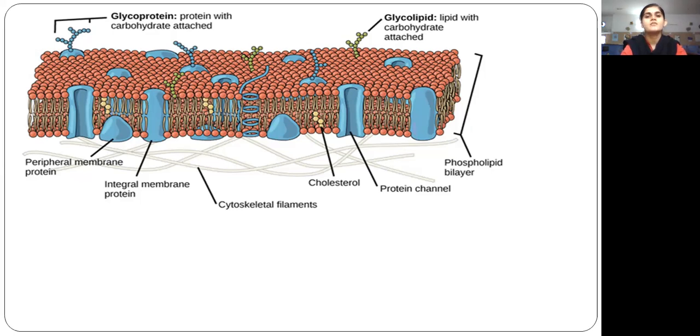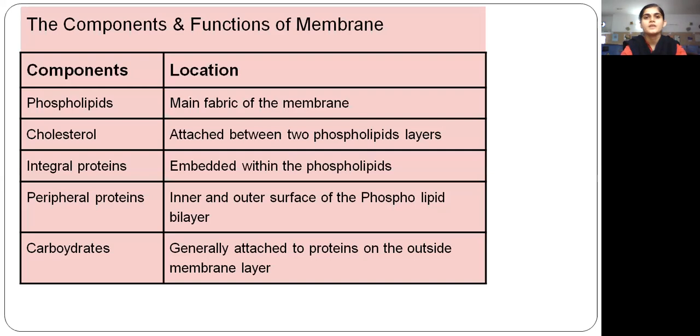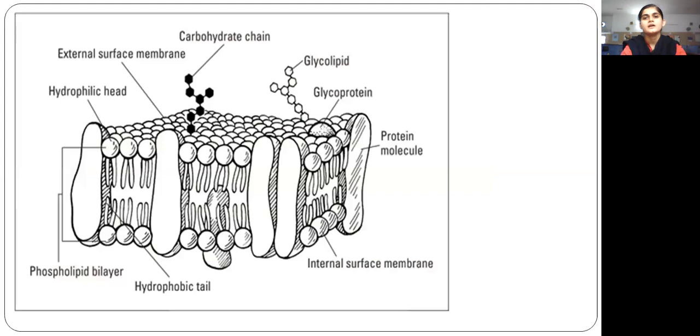Let's see the structure and function of each of them. The basic components and functions of membranes: phospholipids always play the key role of providing the fabric of the membrane. Cholesterol is placed between the phospholipids of the bilayer. The integral proteins are embedded between the phospholipids. Peripheral membrane proteins are present on the outer and inner surfaces of the membrane. And carbohydrates are always attached to the proteins at the outside of the membrane layer. This is the basic blueprint of the plasma membrane.